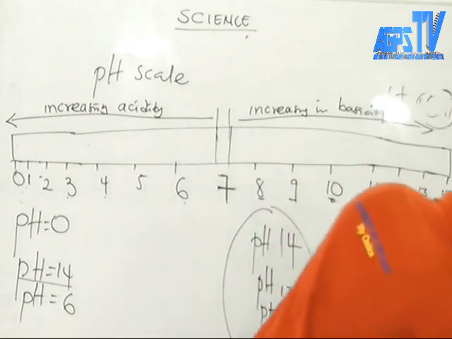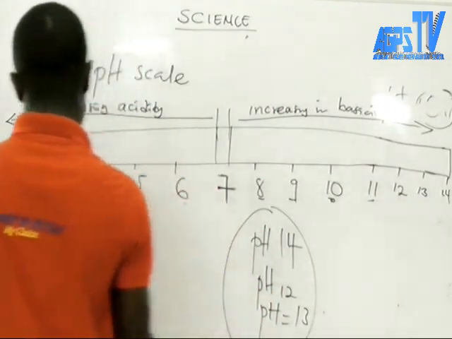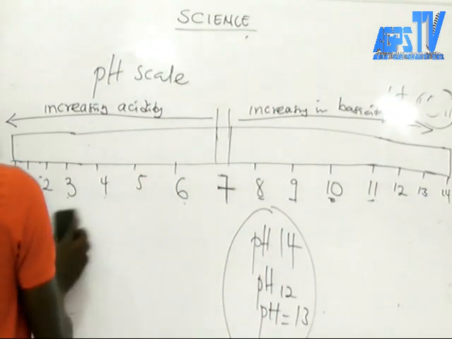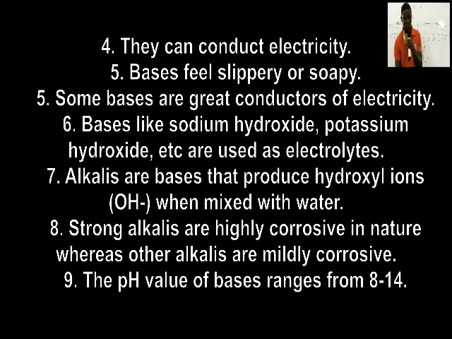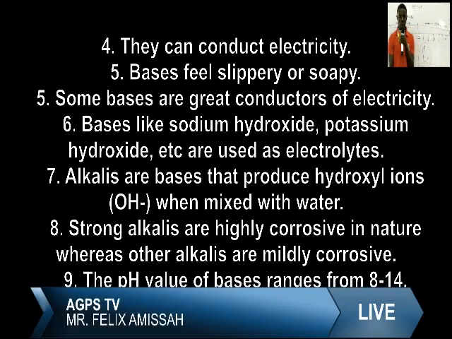Now, let's go to another property of base. Some of the bases can conduct electricity. We have potassium hydroxide, which has a high pH. The pH number ranges from 13 to 14. It is used as what? Electrolyte. If something is an electrolyte, it means that substance can conduct electricity.